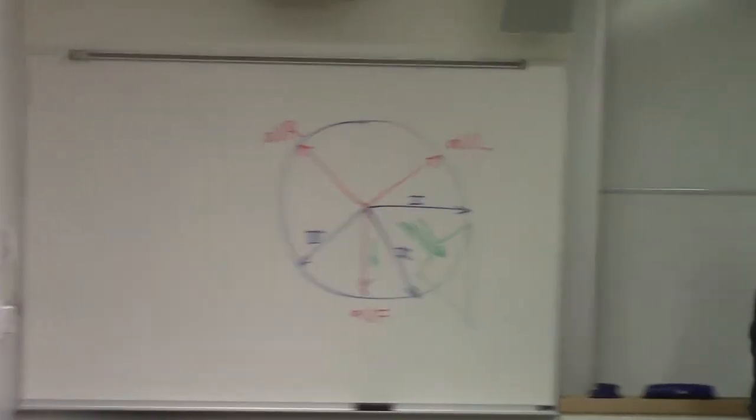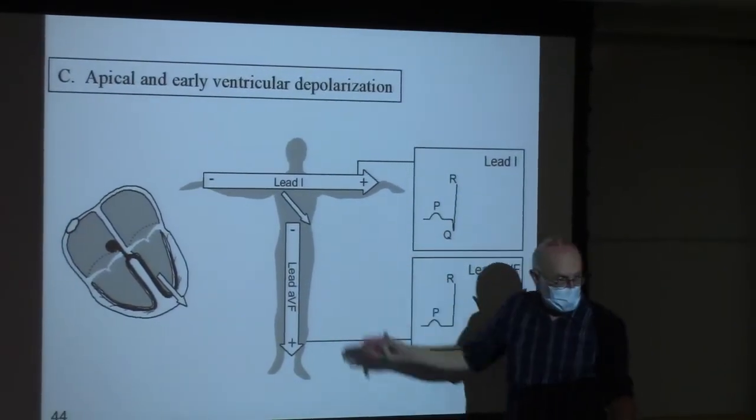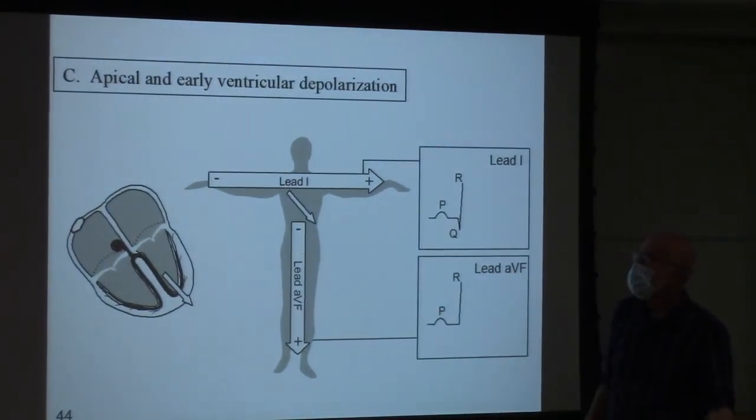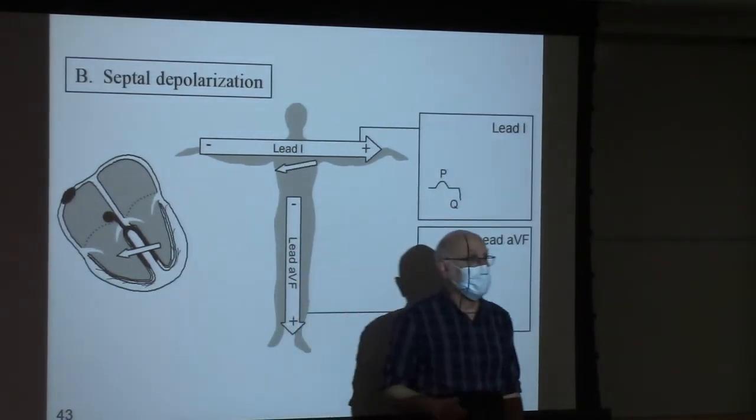Why is this signal, apical depolarization, so much bigger than this signal, septal depolarization?